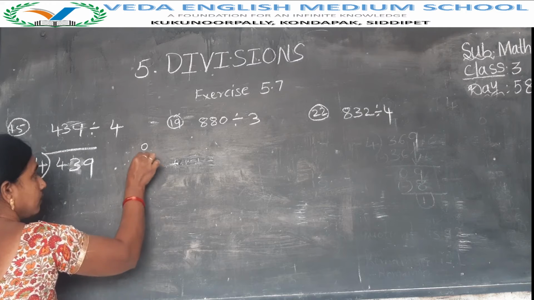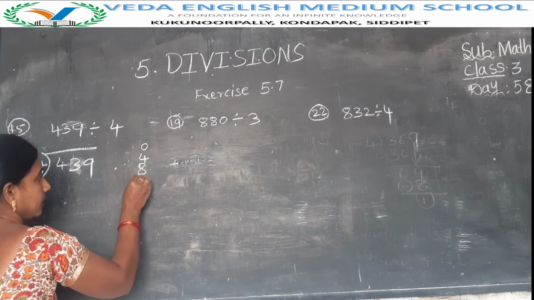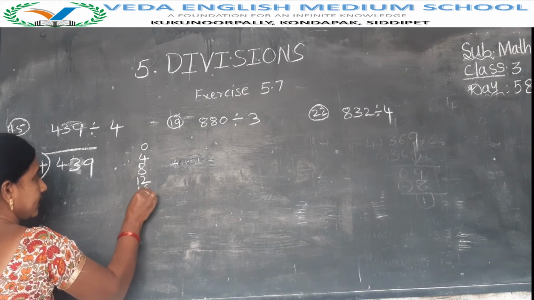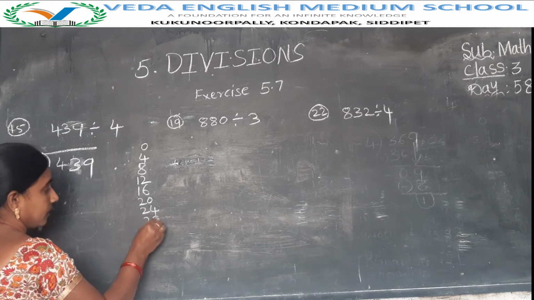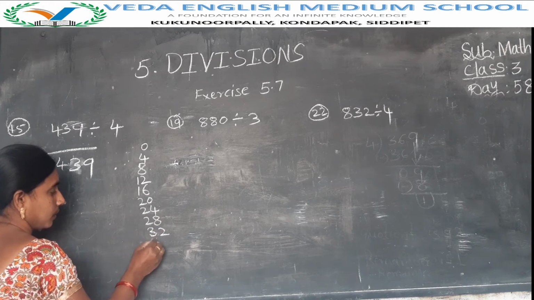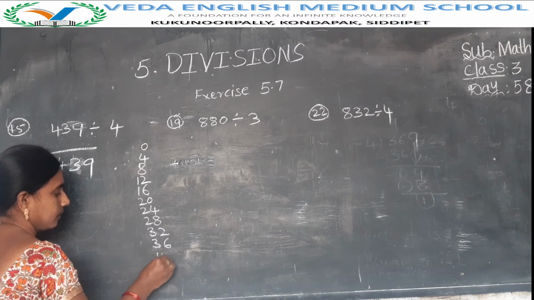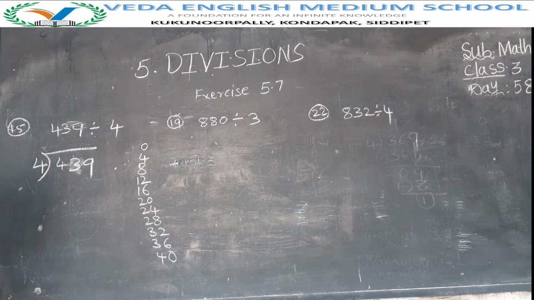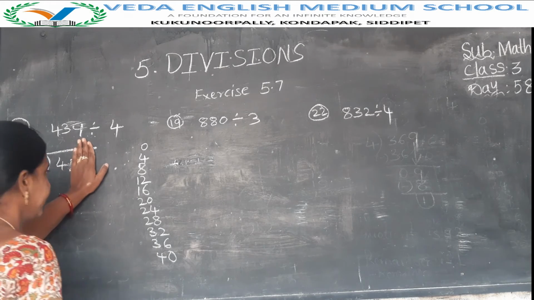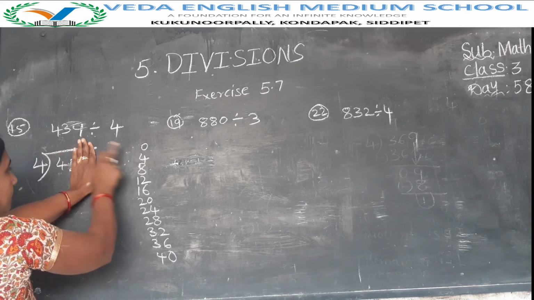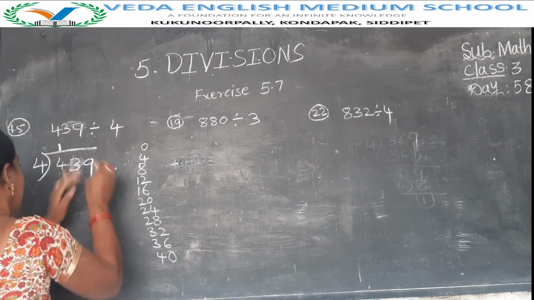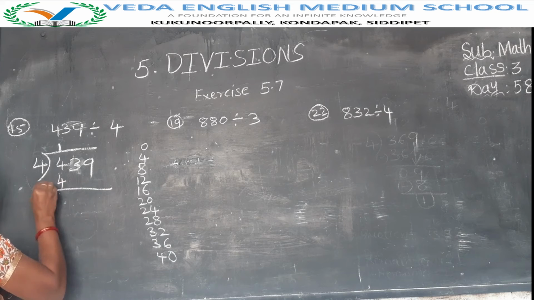4 zeros are 0, 4 ones are 4, 4 twos are 8, 4 threes are 12, 4 fours are 16, 4 fives are 20, 4 sixes are 24, 4 sevens are 28, 4 eights are 32, 4 nines are 36, 4 tens are 40. See Nana, here take only one digit, here 4. So 4 here. 1 time 4 is 4. 4 ones are 4. Now do the subtraction.